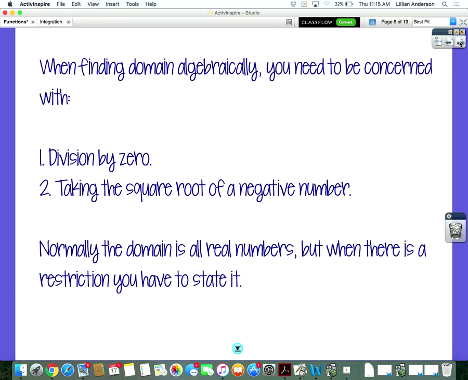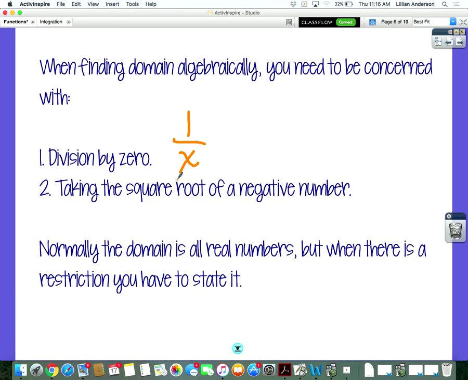Moving forward. When finding the domain algebraically, you need to be concerned with two things. When you have a division by 0, okay? This occurs when you have what's known as a rational function, when you have a variable in your denominator. So something like this is an example where you gotta make sure that you can't have 0 in the denominator and make it undefined.